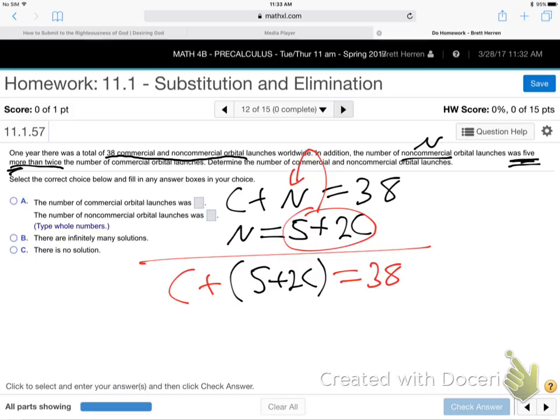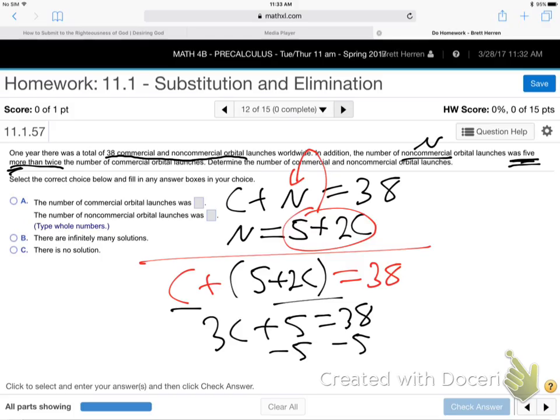Everybody see that, how I did substitution? Substitution's real nice when one letter's already alone in one of the equations. That's when it's real nice to just plug it in. So we get c plus 5 plus 2c. I guess I didn't really do anything there. How about I combine those like terms, c and 2c? 3c.